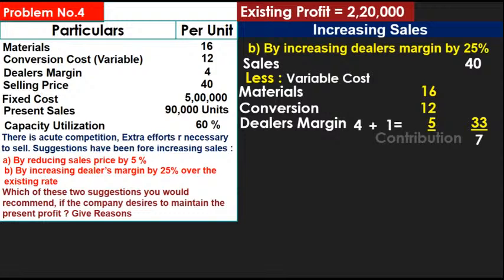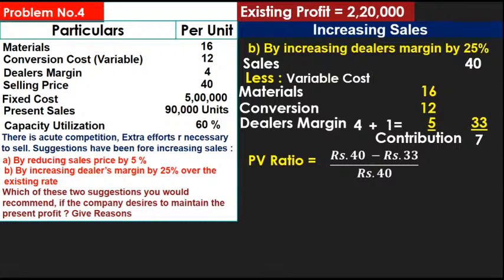Next, PV ratio is equal to, what is the formula? Sales minus variable cost divided by sales. The selling price per unit is rupees 40, minus variable cost rupees 33, divided by selling price rupees 40. 40 minus 33 divided by 40. What is the PV ratio? 0.175.